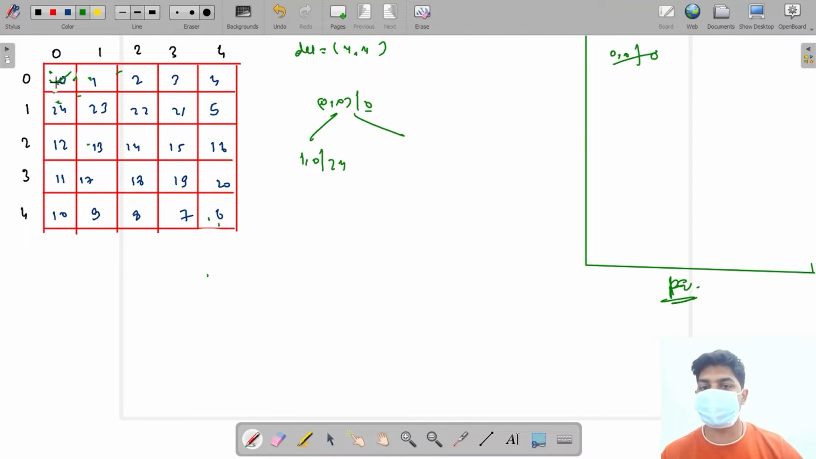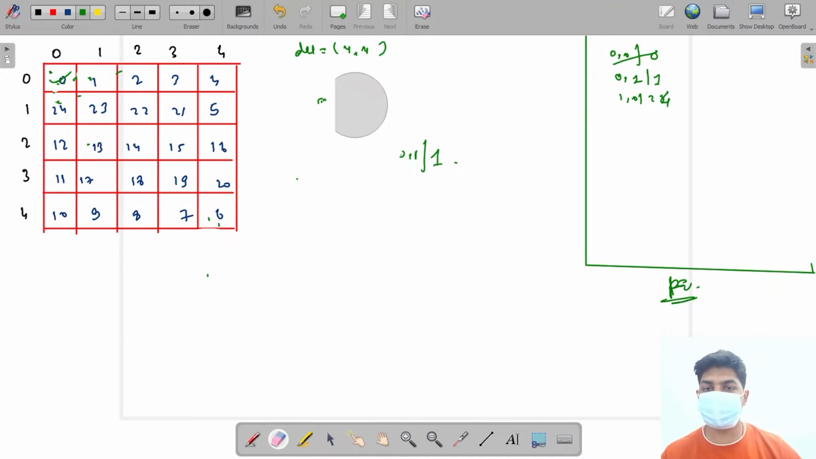From 0 comma 0 I can also go to 0 comma 1. If I go to 0 comma 1, it is at height 1 and we are at height 0, so it will take us 1 unit of time. So I can go to these two locations. I will add these into my queue: 0 comma 1 at height 1 and 1 comma 0 at height 24.